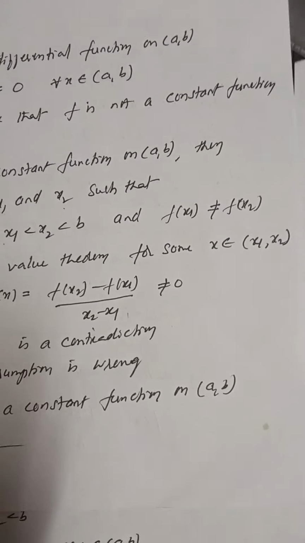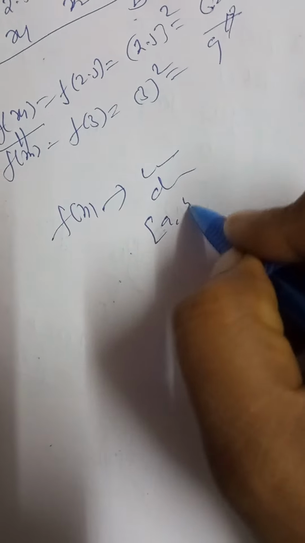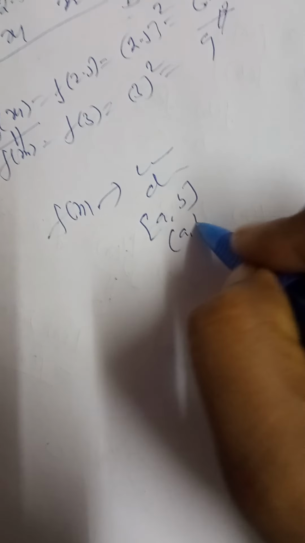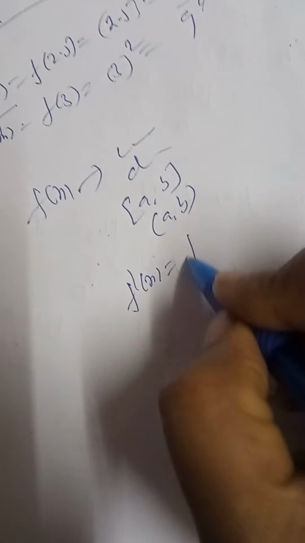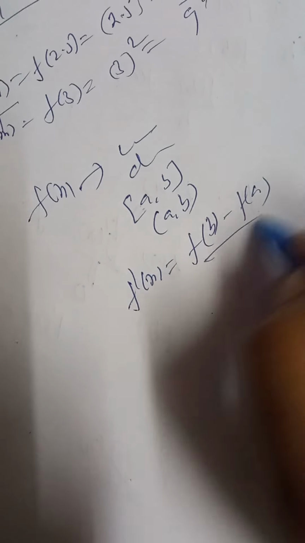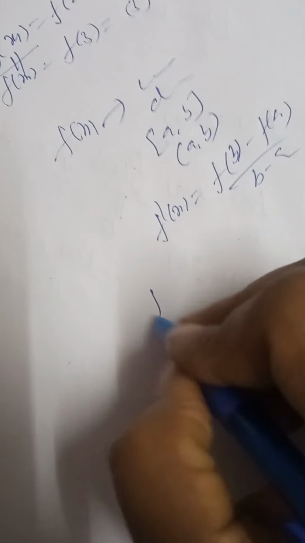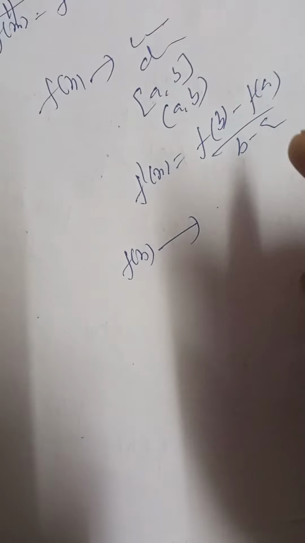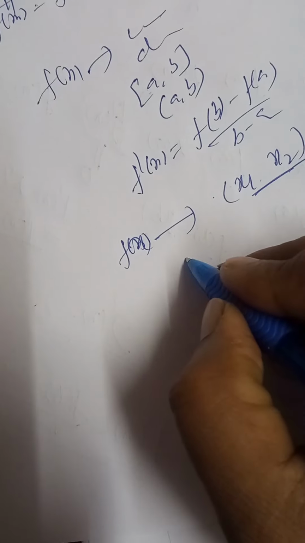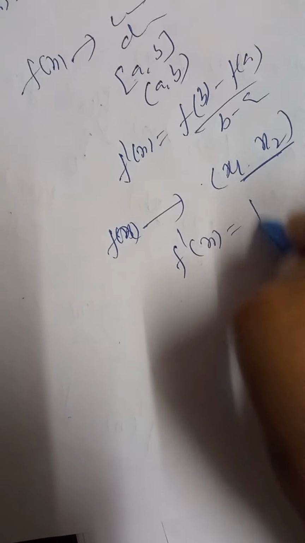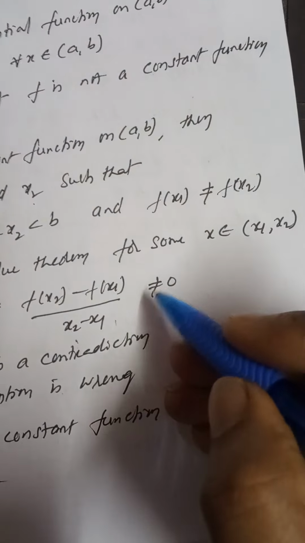What is mean value theorem? If f(x) is continuous on the closed interval [a, b] and differentiable on the open interval (a, b), then f'(x) is equal to what you will get? (f(b) minus f(a)) by (b minus a). Similarly, if this function is continuous on the interval [x1, x2] if you choose, then by Cauchy's mean value theorem, f'(x) is equal to (f(x2) minus f(x1)) by (x2 minus x1), which is not equal to 0. Reason is what?